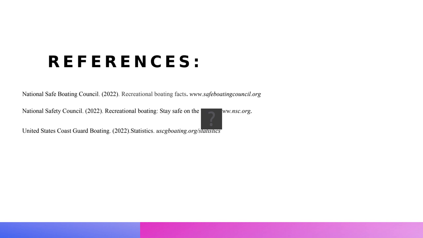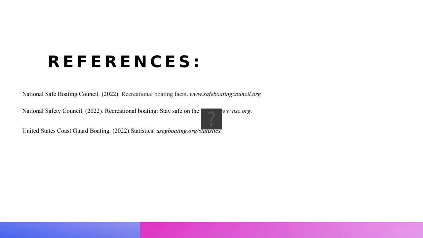So here are some of my references. You can see that they're not peer reviewed, right? They're all websites. They are .orgs, which is better than .coms, but on these three, because they're not peer-reviewed articles, of course, they don't have authors. The organization is listed as the author. So you'll see the National Safe Boating Council, the National Safety Council, and the United States Coast Guard Boating. And that's all they gave for that.